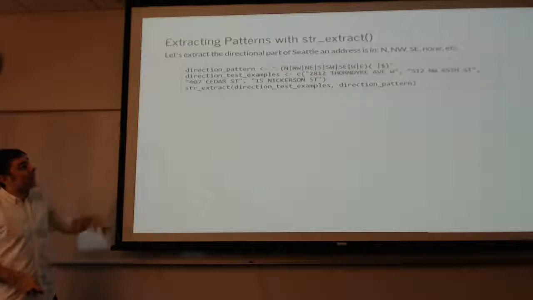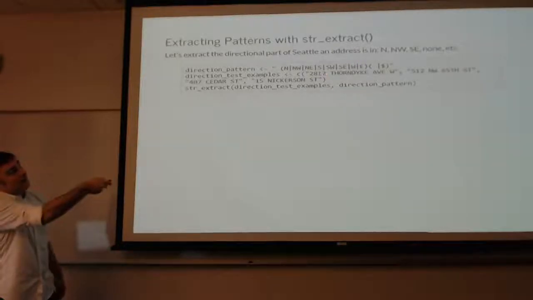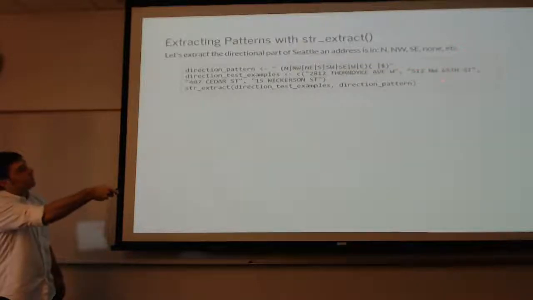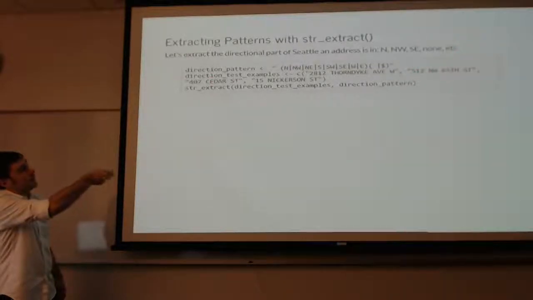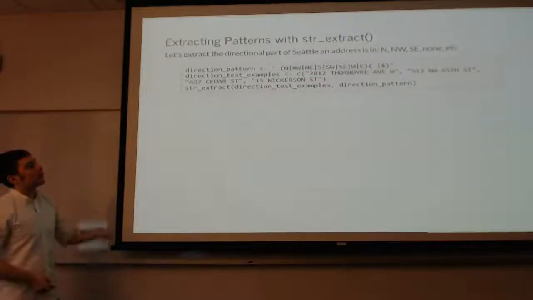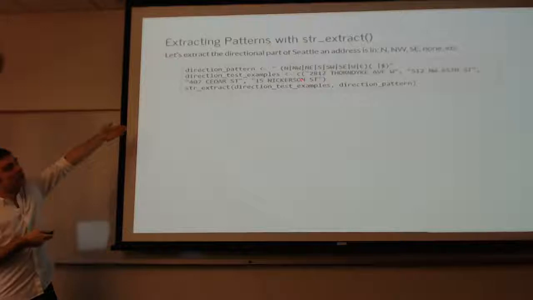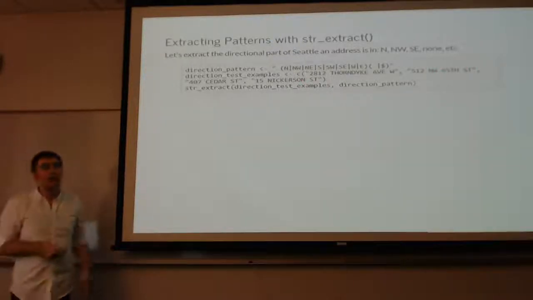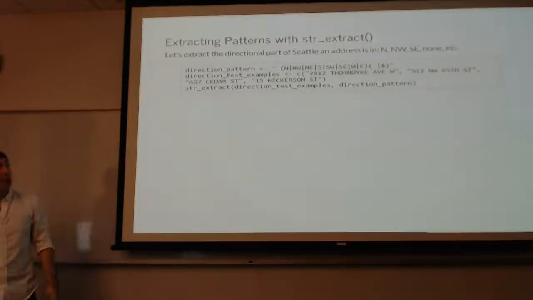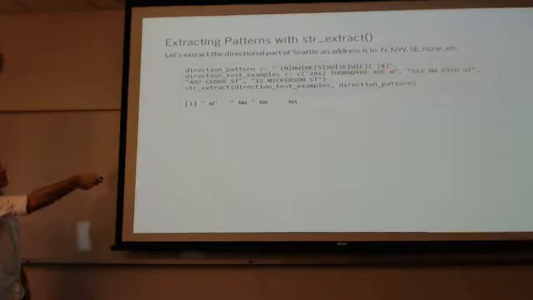Let's say we had some test data, addresses like this: 2812 Thorndike Avenue West, 512 Northwest 65th Street, 407 Cedar Street, 15 Nickerson Street. We want to extract the directionals. You see two of these don't have a directional at all. These two have a directional. One of these has a directional nested inside of it. We want to extract out only those directionals. If I run this pattern, I get west from Thorndike Avenue West, northwest from here, and NAs for these because nothing was found.